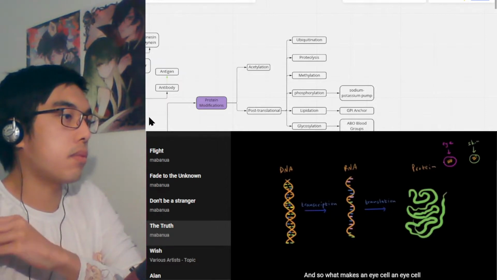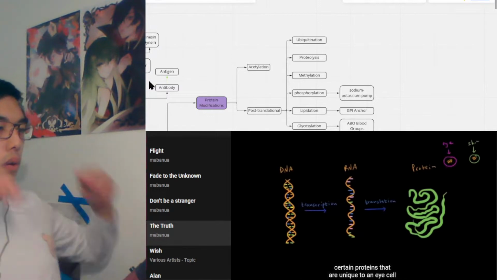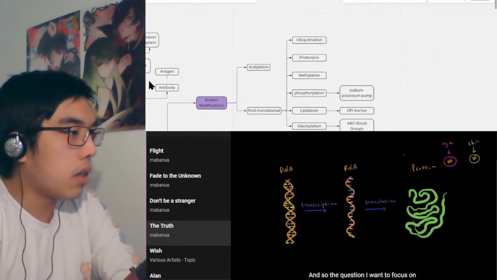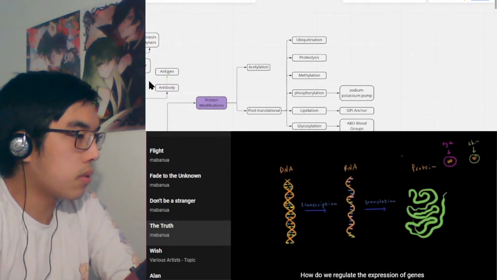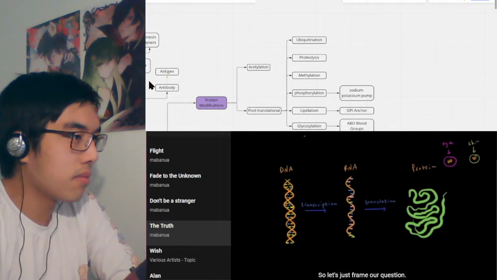And so what makes an eye cell and a skin cell is which genes are expressed in that cell. So in the eye cell, we have the expression of genes that make certain proteins that are unique to the eye cell. And in the skin cell, we have genes that are expressed, and they make proteins that are unique to a skin cell. And so the question I want to focus on is, how does that happen? How do we regulate the expression of genes so that only those proteins that are necessary for the cell get expressed or are made? So let's just frame our question. How is gene expression regulated?